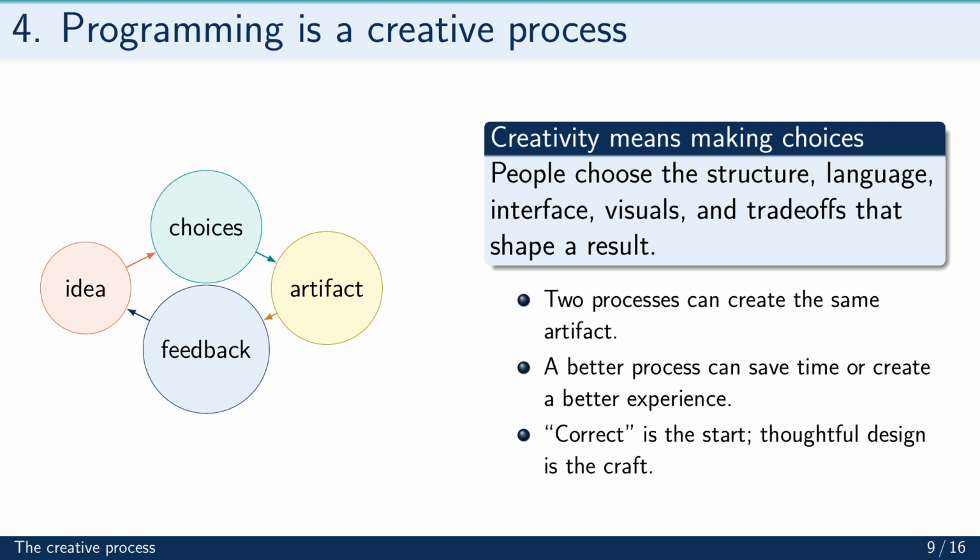2 people can produce the same general result through different processes. One process may be faster, clearer, easier to maintain, or more accessible than another. Even when the result must meet strict requirements, there is room for creativity in how we reach it. Correctness is essential, but it is the beginning of good programming rather than the entire definition. Thoughtful programmers also ask whether their design is understandable, useful, adaptable, and appropriate for its audience.